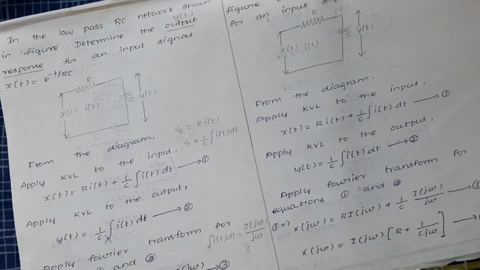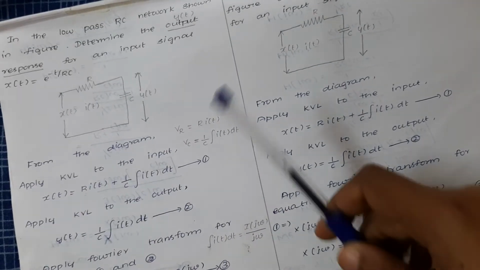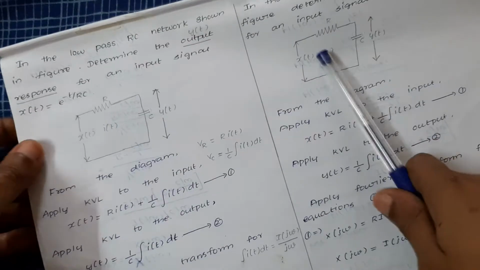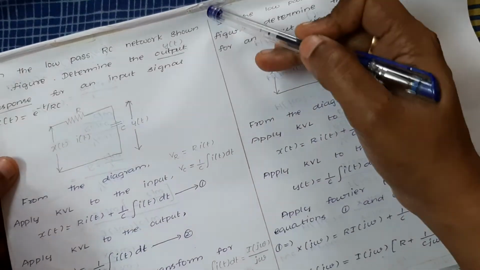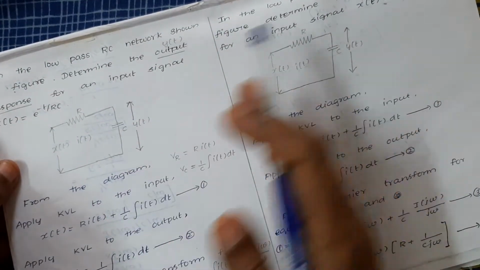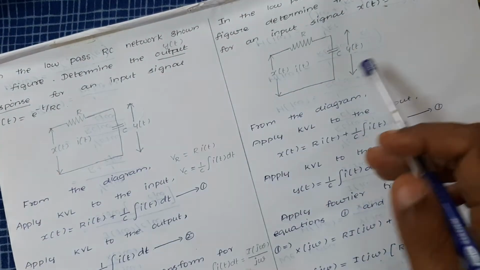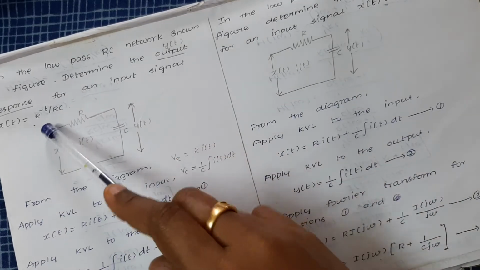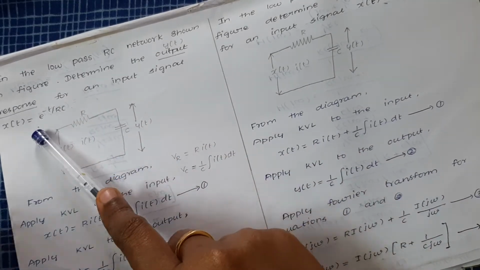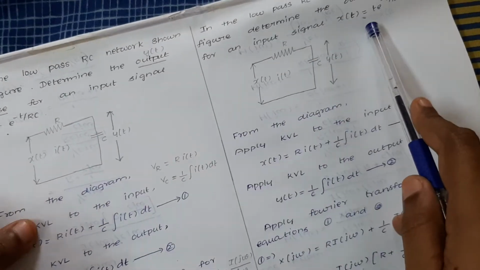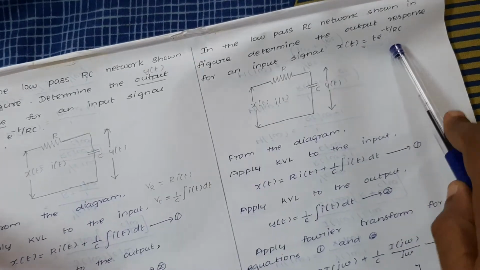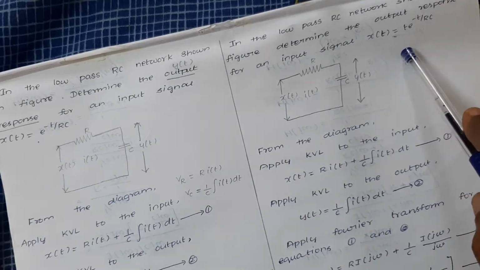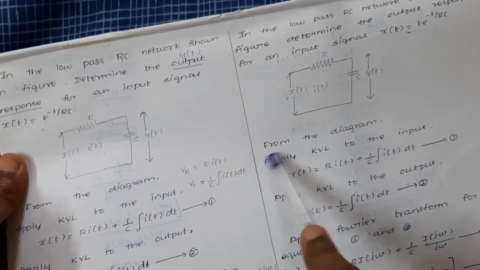So listen students, next we can see the impulse response problem if they give the circuit. Okay. So if you see, I have made a division here. So both are the same problem. What is the difference? Here x of t is equal to e power minus t by rc. Here x of t is equal to t into e power minus t by rc. Okay. So both have the same steps.